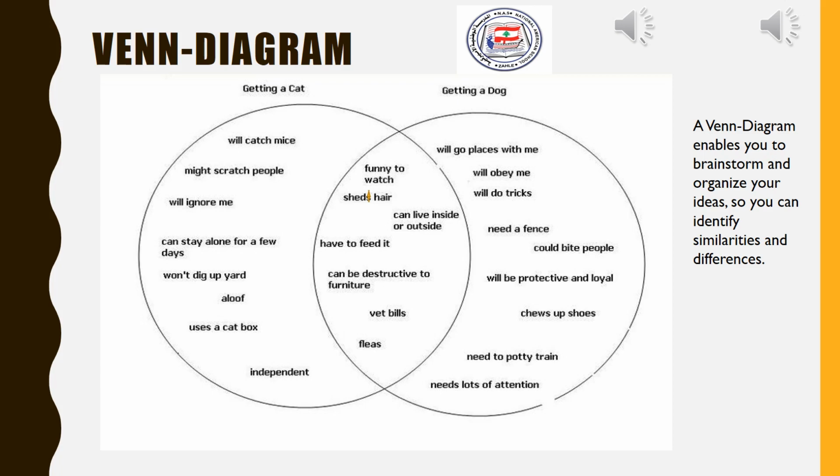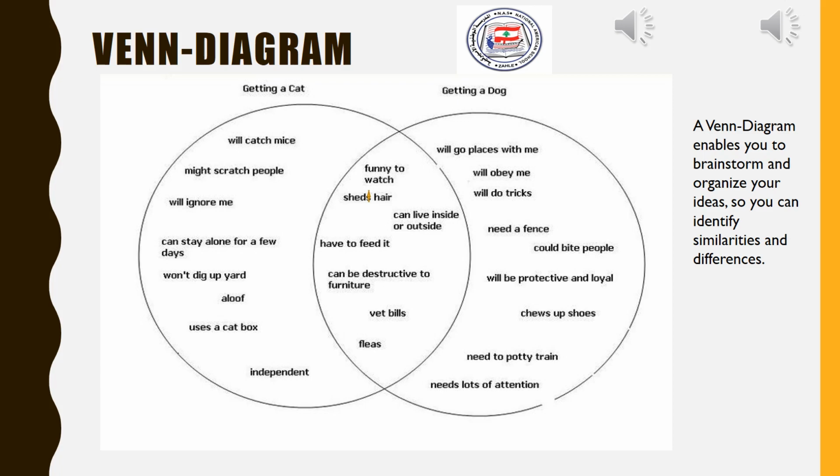The diagram shown in front of you is called a Venn diagram. A Venn diagram enables you to brainstorm and organize your ideas so you can identify similarities and differences. A Venn diagram consists of overlapping circles with the differences on the sides and the similarities in the middle. And as you see, we don't use signal words when we are filling in the Venn diagram. We only use signal words whenever we are writing the essay.